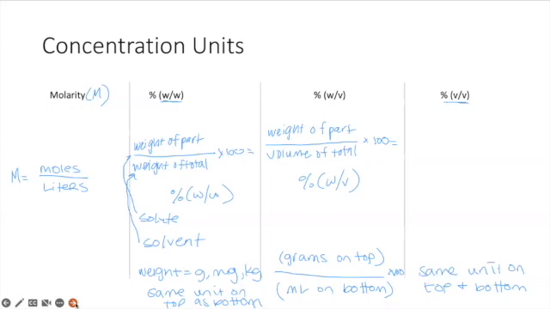And so to finish it off, volume is the volume of the part over the volume of the total times 100. It's going to give us our percent VB. Okay, so that seems like a whole lot of mumbo jumbo probably right now. Let's do some practice and hopefully it'll start to make a little bit of sense.